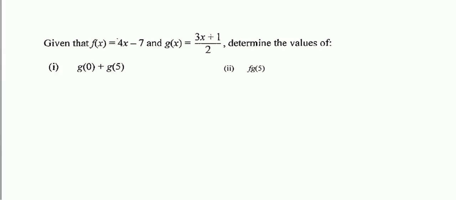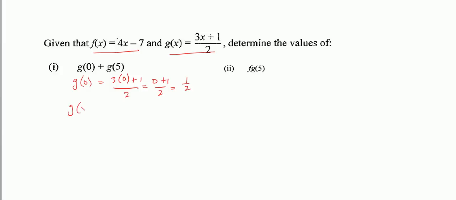So in question 4 we have two functions, f of x is equal to 4x minus 7 and g of x is equal to 3x plus 1 over 2. So the question wants us to find g of 0 plus g of 5. So the first thing we need to do is find g of 0. So we're going to take 0 and plug it into the function g. So it'll be 3 multiplied by 0 plus 1 over 2. 3 multiplied by 0 is 0 plus 1 over 2, which will give us a half.